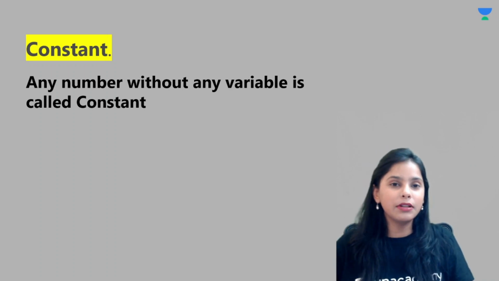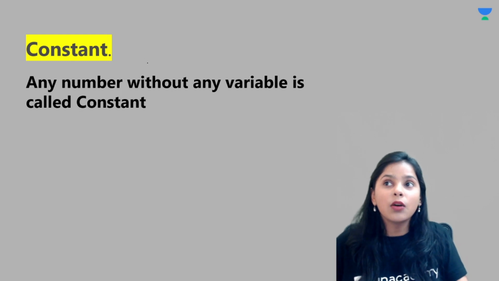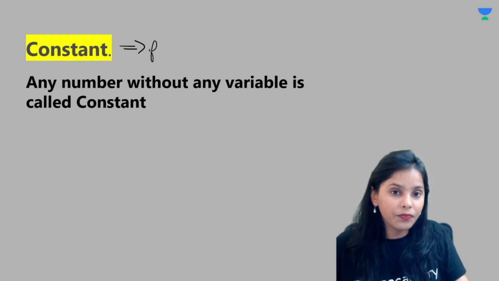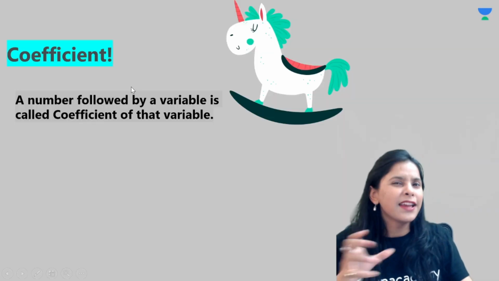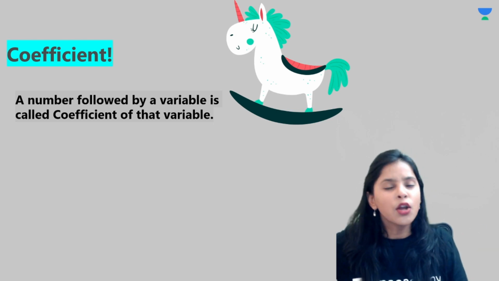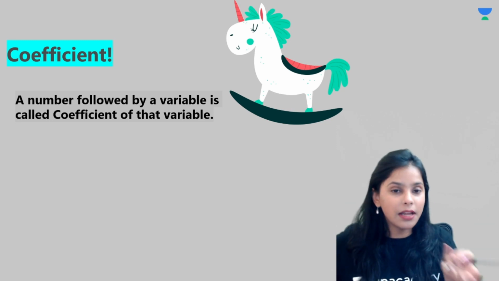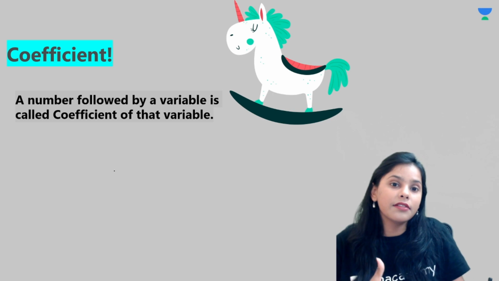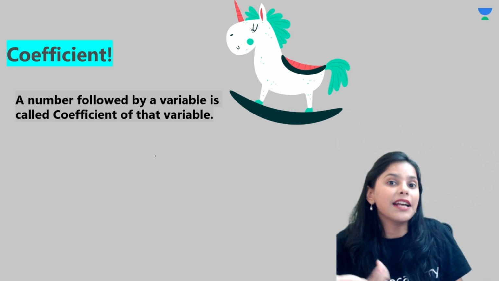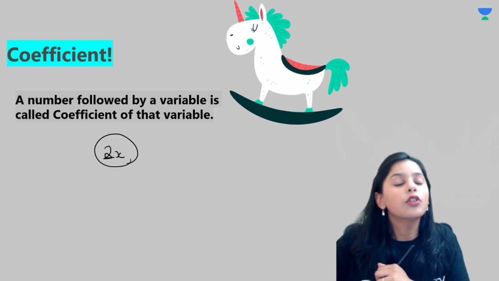Constants are the numbers which are known to you. For example, numbers which are definitely known, or you can say which are always fixed. Okay, now it comes up to the coefficient. The word coefficient means the number which is followed by a variable, the number which is kept aside a variable. For example, 2x. So here the 2 is the coefficient.